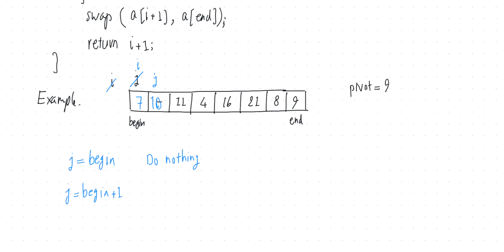Now, in the next iteration, J is begin plus 2, in other words, J is here. Remember, J is going to go all the way to the end, right? And in a moment, I will explain what's happening with I and J, what is the meaning of these two indices. But for now, let's do one more iteration, and then I will be able to tell you what these two indices represent. Okay, so J is here now, begin plus 2. Again, we compare A at J with the pivot, and if it is less than, then we have to do something, but it's not. A at J is not less than the pivot, so again, we do nothing.